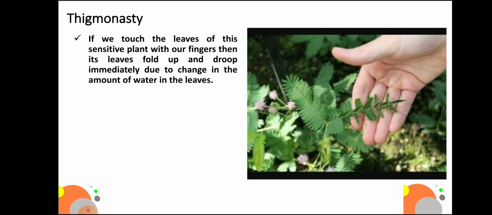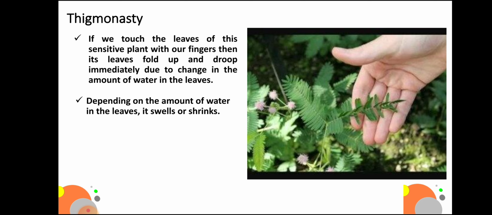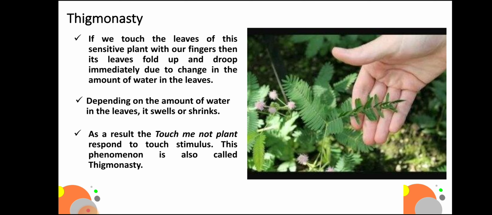If we touch the leaves of this plant with our fingers, then its leaves fold up and droop immediately due to changes in the amount of water in the leaves. Depending on the amount of water in the leaves, it swells or shrinks. As a result, the touch-me-not plant responds to touch stimulus. This phenomenon is also called thigmonasty.